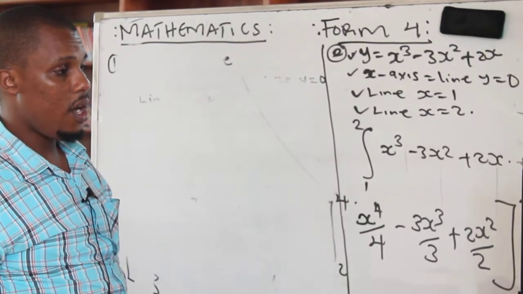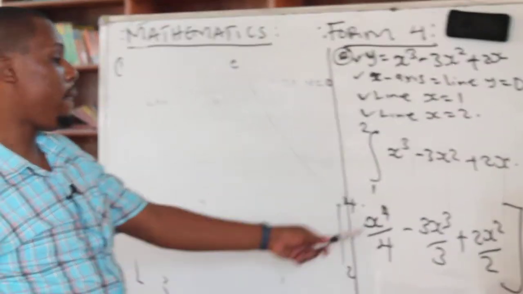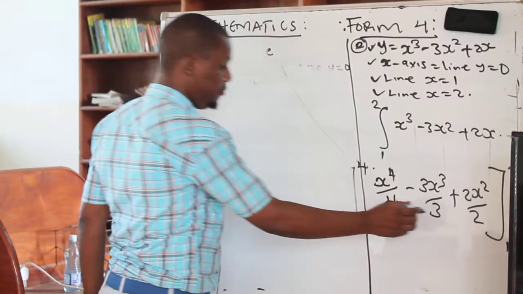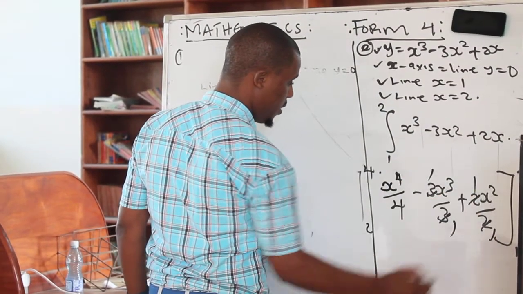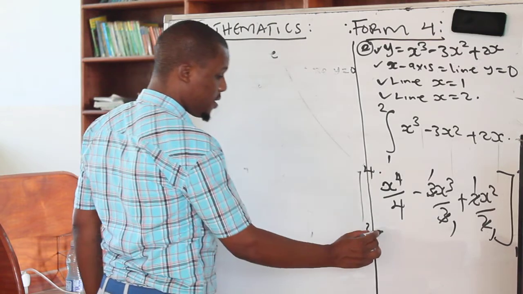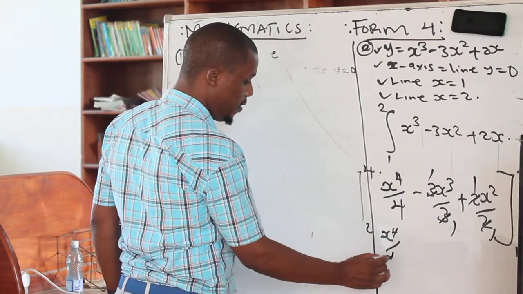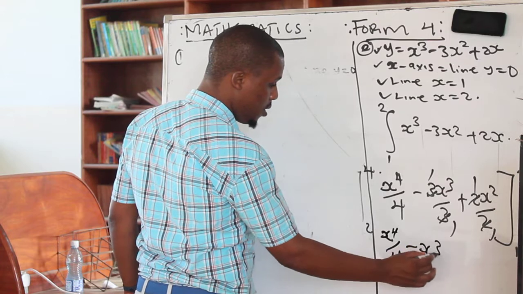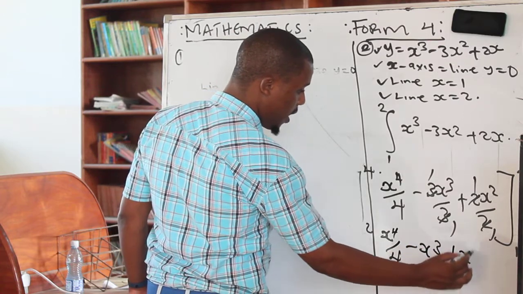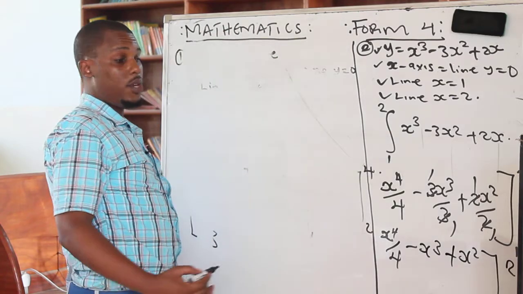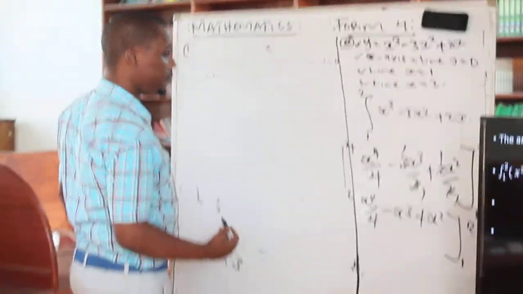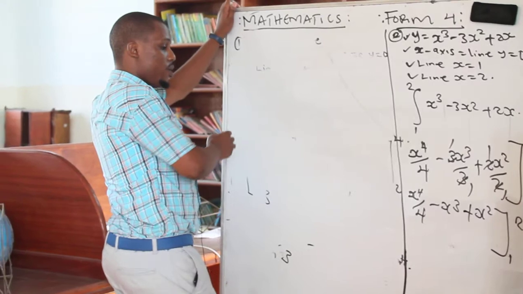So when you use that one, you have to make sure that you simplify, as you can see here, by 3, 1, by 3, 1, by 2, 1, by 2, 1. At the end of the day, you're going to have x power 4 over 4, then minus x cubed, then plus x squared, and then you have the limit from 1 to 2. So in that case, we need to be able to substitute those values again.